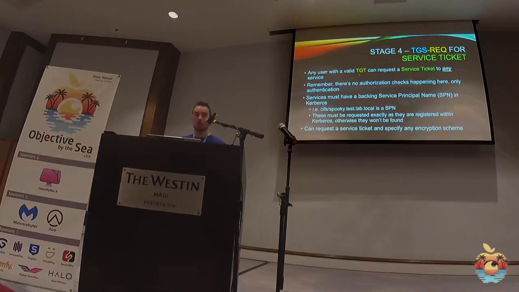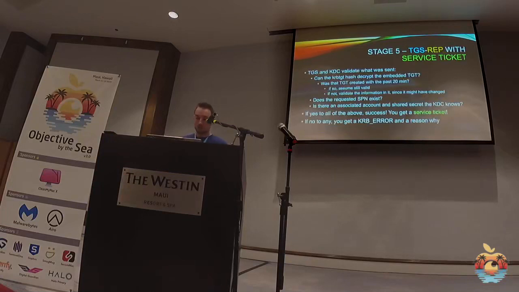There's no authorization checks happening, right? Just authentication. Services must have the backing SPNs. So the example here is we're looking up for the CIFS, spooky.test.lab.local is an SPN that we can use. And we can specify any encryption scheme that we want. So we can say we have the AES-256 hash and that we want the ticket to come back in RC4. So we can do all these granular requests if we're doing this manually on the wire.